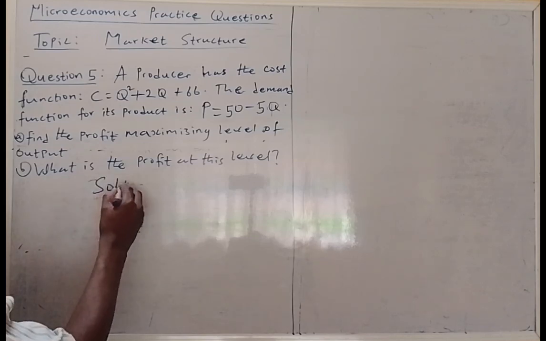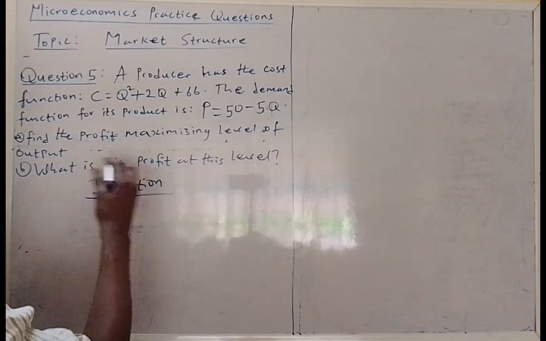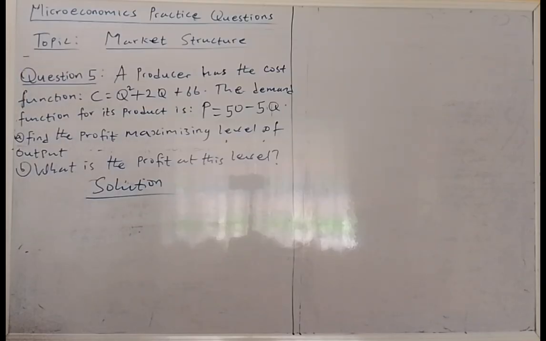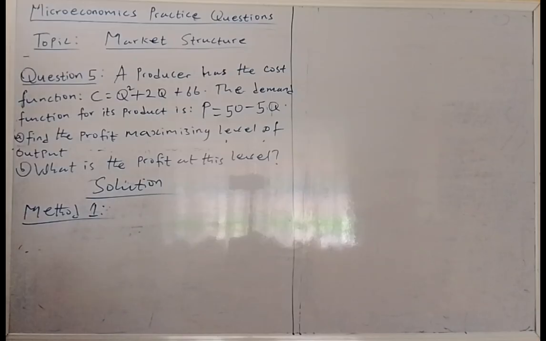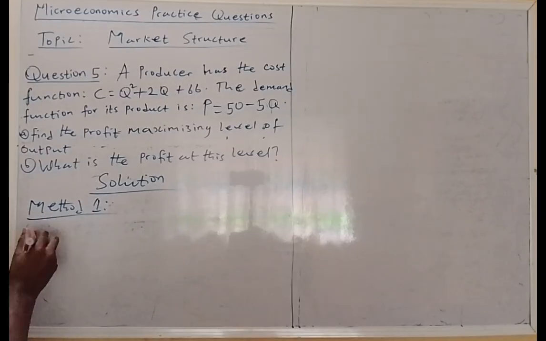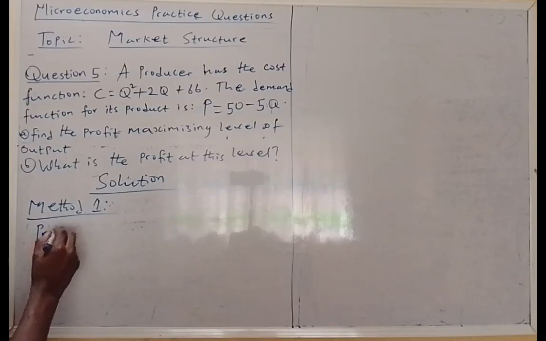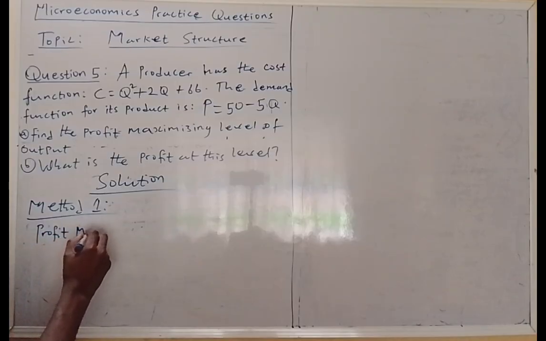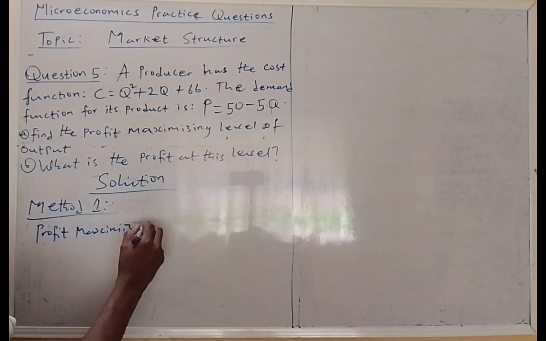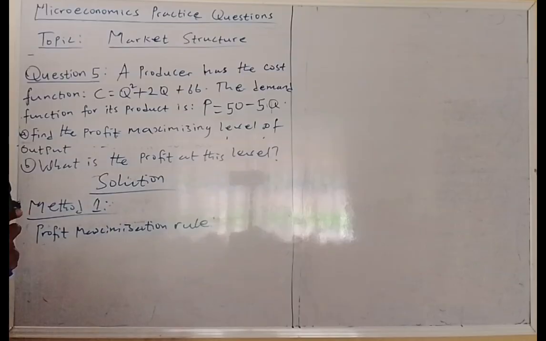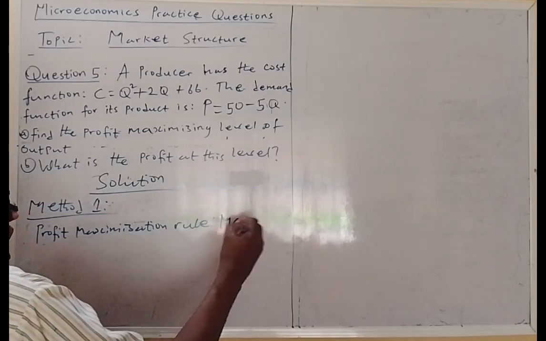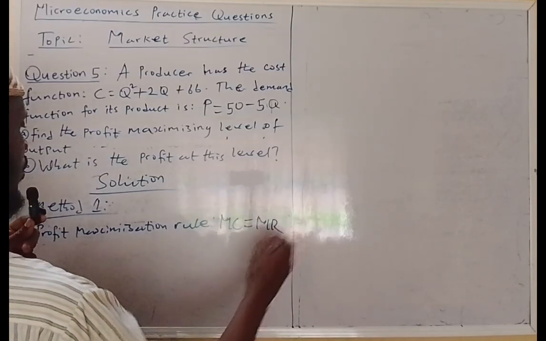So here is the solution. The method we want to apply is the most popular method. Method 1. In this method, we'll be applying the profit maximization rule. The rule states that a firm maximizes profits when MC, that is marginal cost, equals marginal revenue.